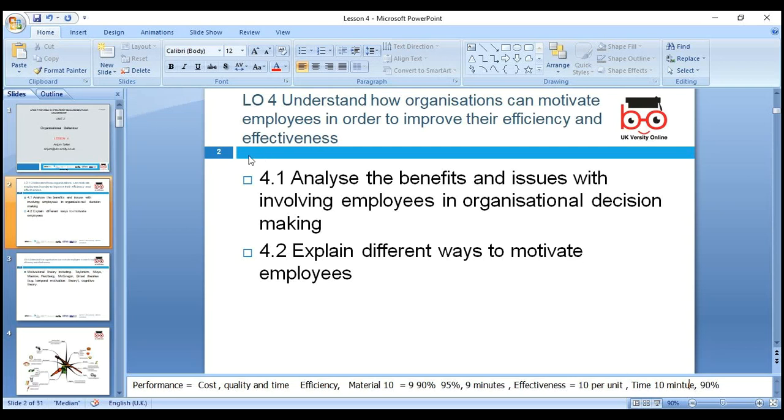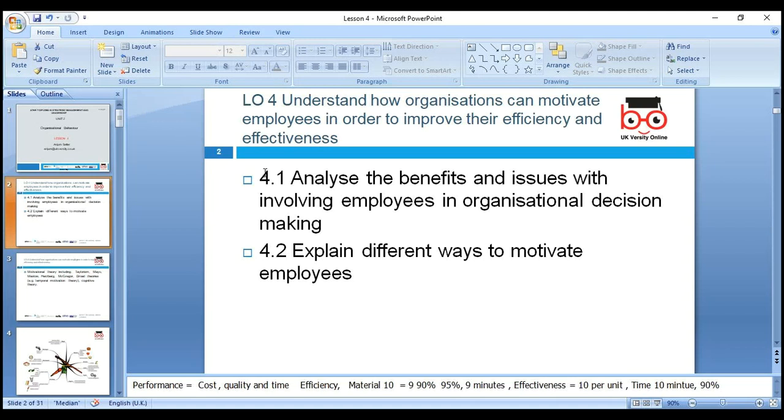What is meant by effective? In today's lesson we discuss how organizations can motivate employees in order to improve efficiency and effectiveness. Efficiency is exceeding in all areas, in quality, time and cost. In terms of effectiveness, you are hitting the benchmark, whatever benchmark you have. So that is effectiveness.